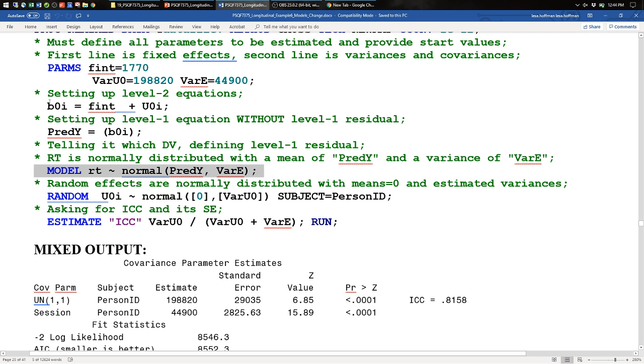So then it works through this system of logic to figure out which of these things are parameters that we need to estimate. That includes this fixed intercept. It doesn't include beta 0i. It doesn't include pred y, because these are linear combinations of parameters. It understands that u0i is a random effect, where what we care about is its variance, not each individual value.